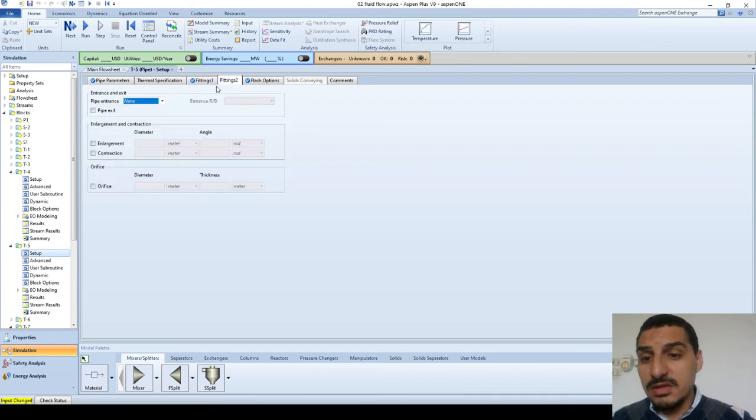The second part is the fittings 2, which is concerned with the entrance and exit flow, expansion and contraction.